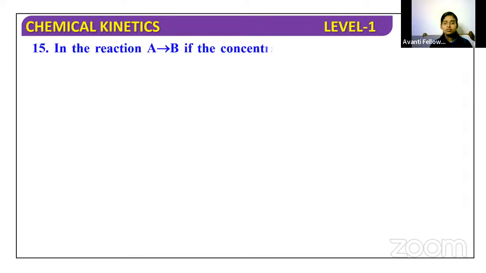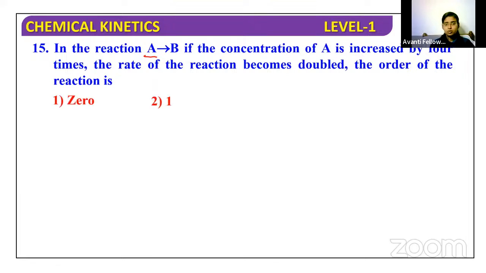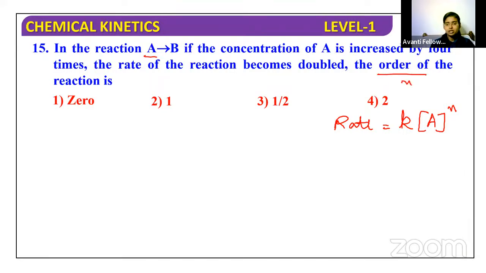Okay, moving on to question number 15. In the reaction A giving B, if the concentration of A is increased by 4 times, the rate of the reaction becomes doubled. The order of the reaction is? Here I have only one reactant. We have to find out whether it is 0, 1, 1 by 2 or 2. If I write the rate for this given equation, then I will write K into A power n, where n is the order of the reaction, and that only we have to find out.